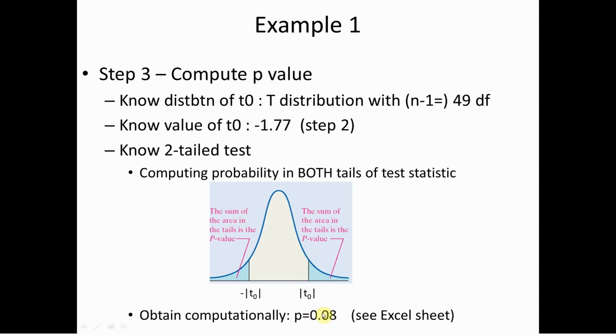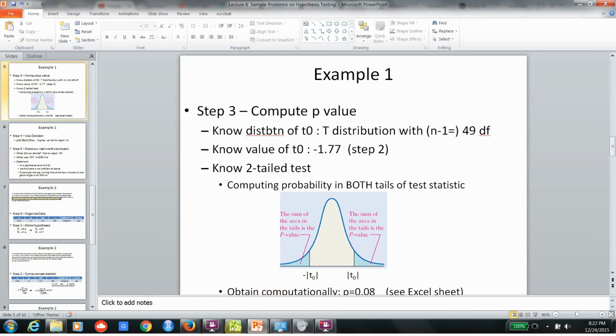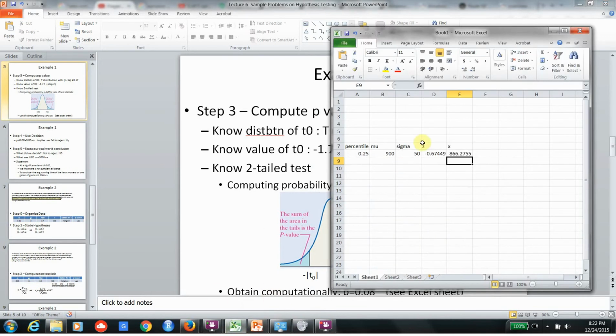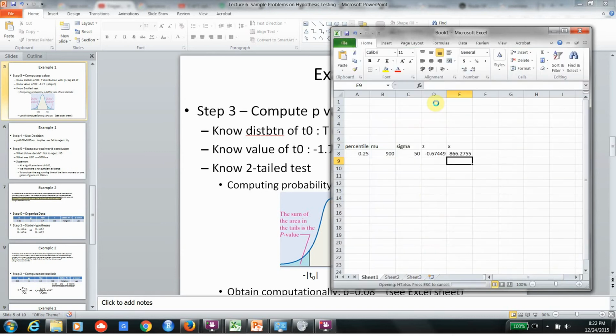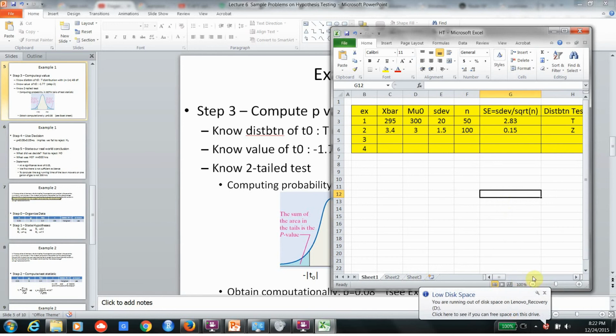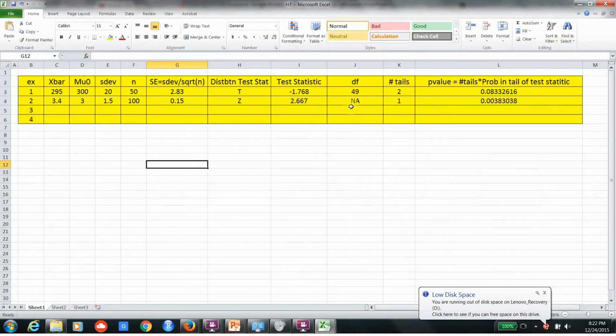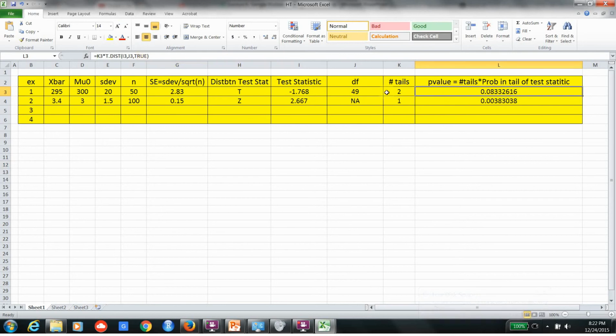And I did this in an Excel file that I can show you. Let me see if I can find the Excel file quickly. Here it is. Okay, so here we go, and notice that I have the number of tails as 2, and this gives me the CDF for the t-distribution, where this is our test statistic value, that's in I3, and this is our degrees of freedom. And we find that's basically 0.08. Okay?